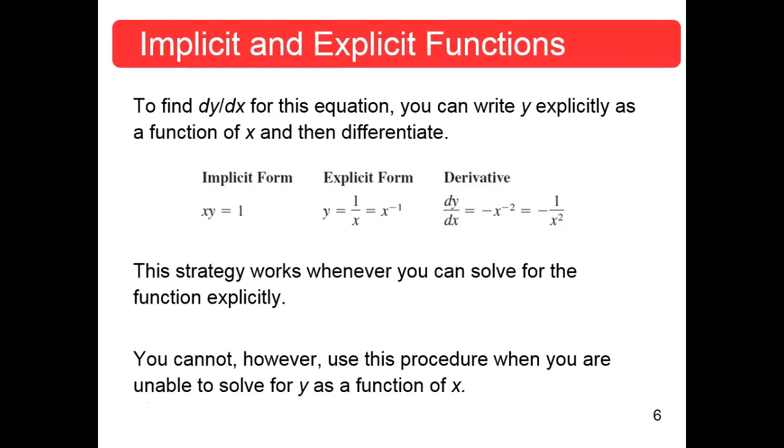Say again? Negative 1 x to the negative 2, okay? And that, if you wrote it back in fractional form, what would that be? Negative 1 over x squared. Perfect, negative 1 over x squared, okay? So, that's one approach to an implicit form. If you can write it explicitly, do so, okay? However, not all of them will be easy to do that way.